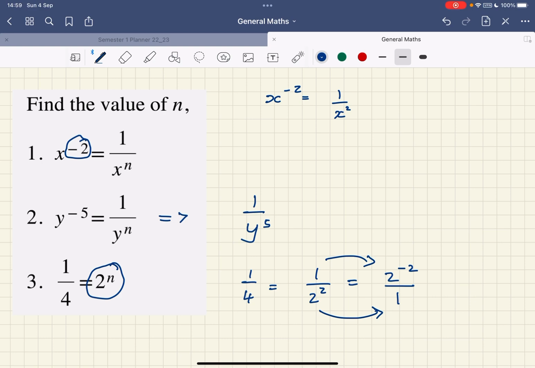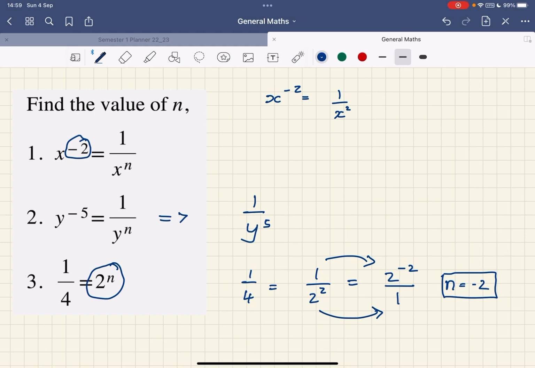And so here in that last one, the one that looks probably the trickiest on this page, n is minus 2. So the key takeaway is the negative power doesn't turn the number into a negative, it flips over the fraction, it makes it a reciprocal.